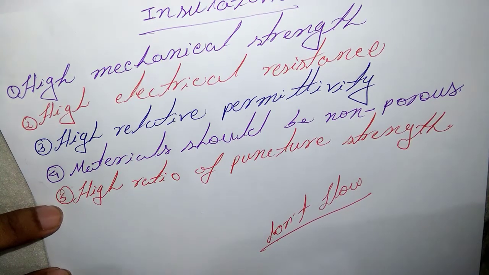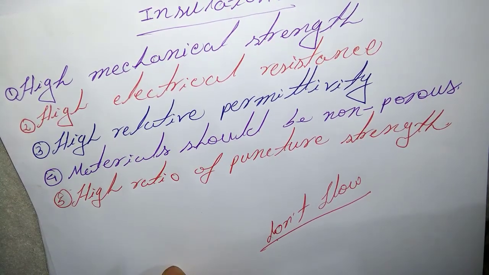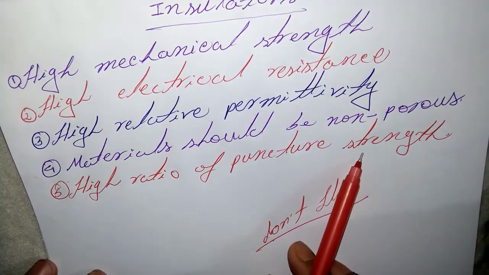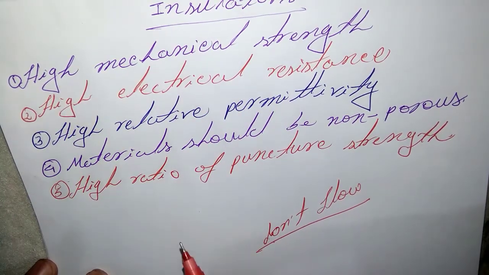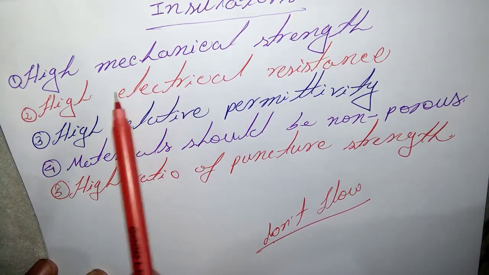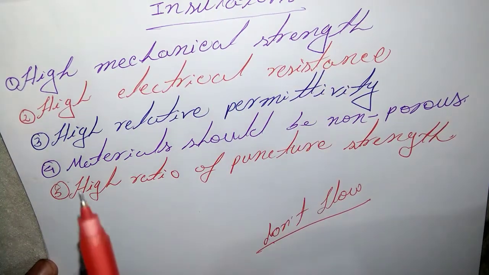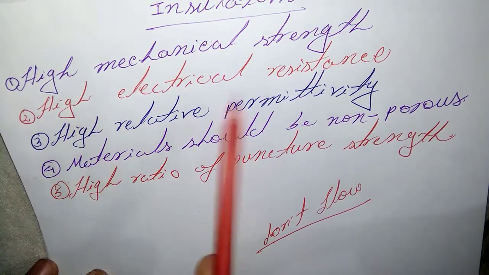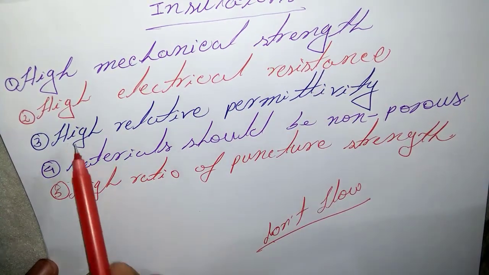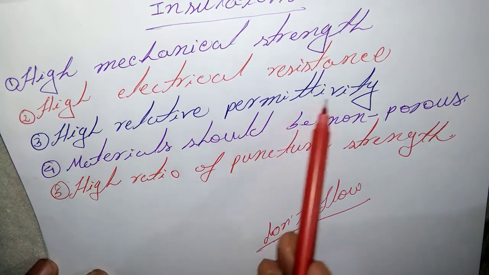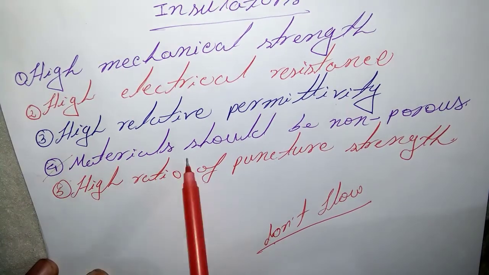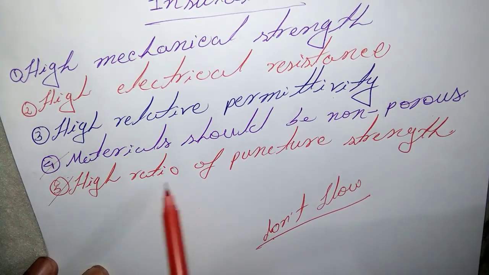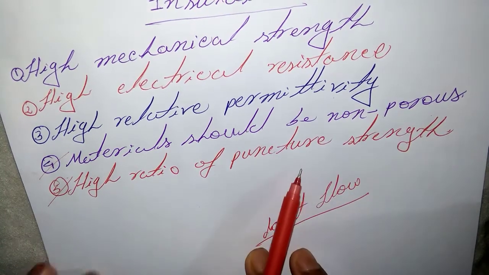So what are the properties of an insulator, and what kind of insulator is used? Now I discuss the properties of an insulator. First is high mechanical strength. An insulator must have high mechanical strength. Next is high electrical resistance. Third is high relative permittivity. Next, the material should be non-porous. And next is a high ratio of puncture strength.